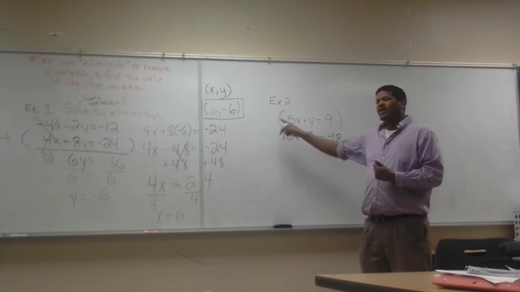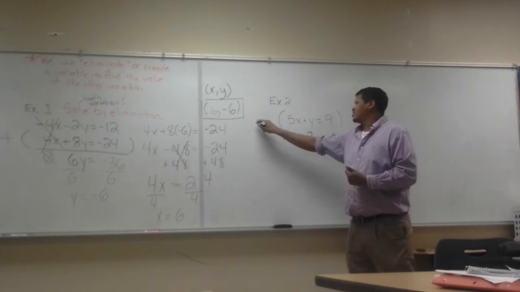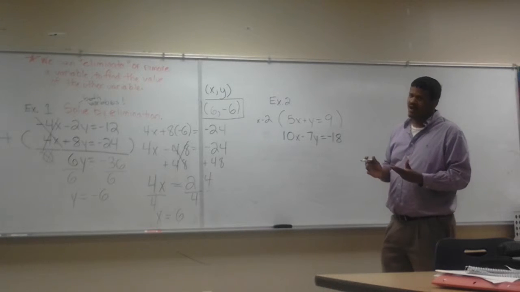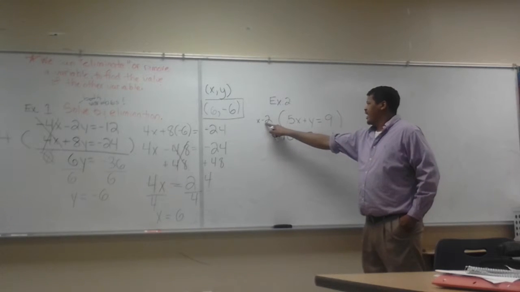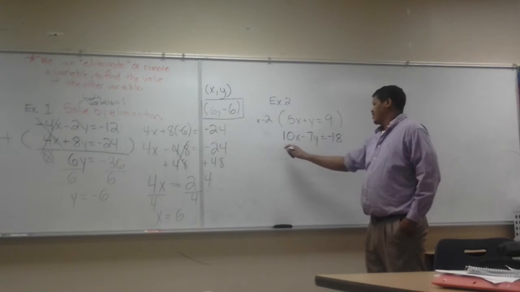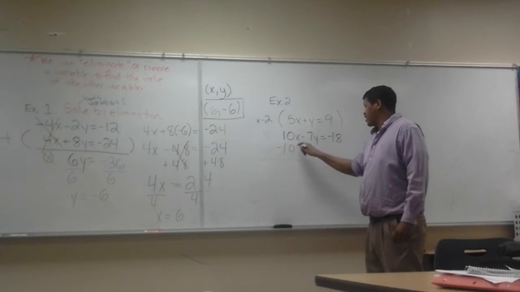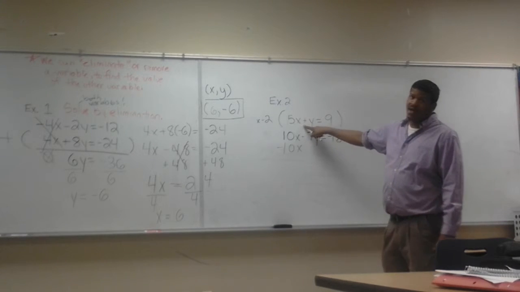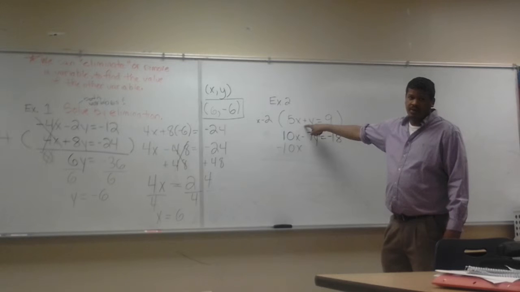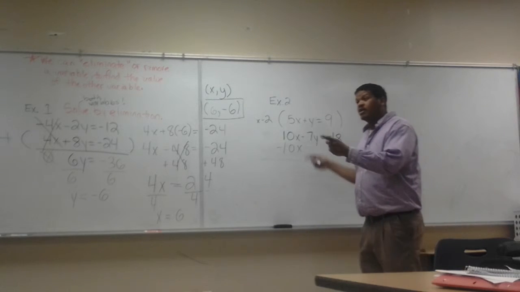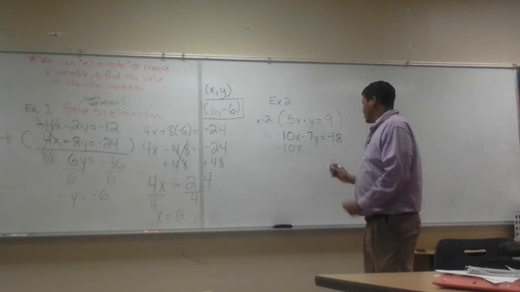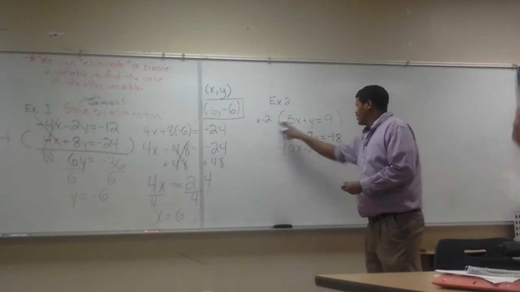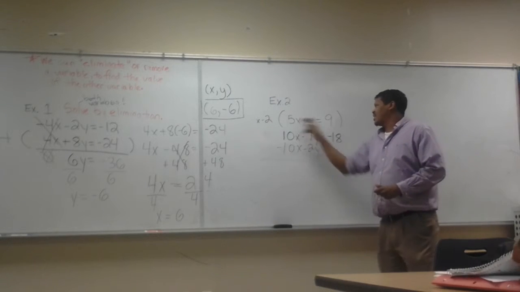Negative 2. Good, so to make a negative 10, I'm multiplying this entire equation by negative 2. Now they both meet up at 10, and they'll cancel each other out. Negative 2 times 5 is negative 10. That was our whole plan in the first place. What's negative 2 times y? Not 2y, but -2y. And then, what's -2 times 9?